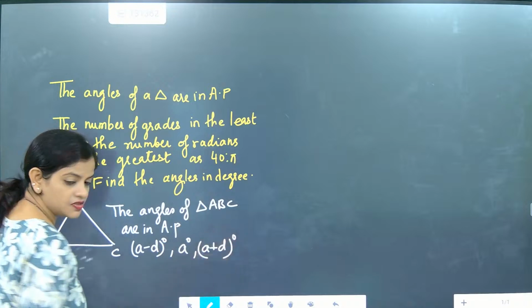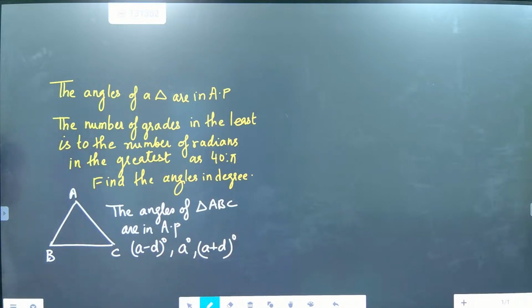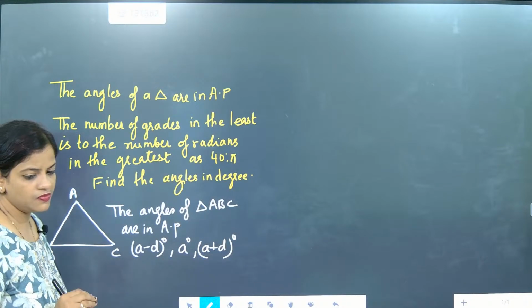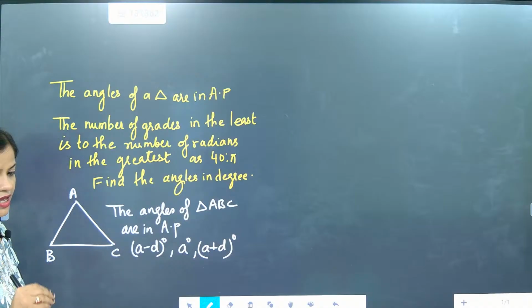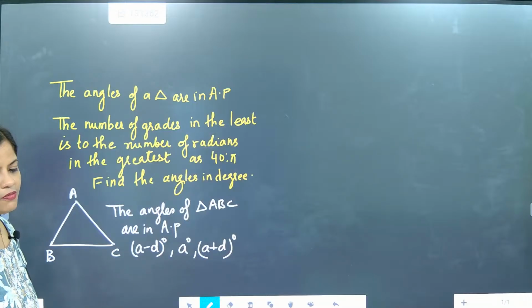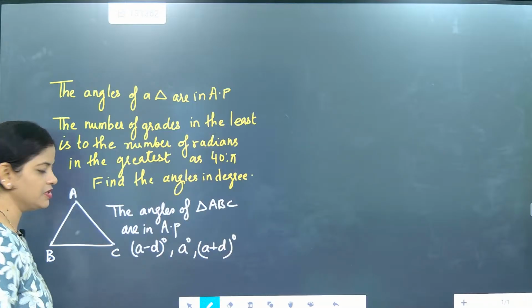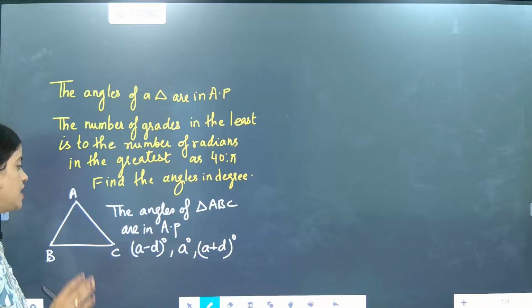Because in 10th class we have studied that if three numbers are in AP, they will be written as A minus D, A, A plus D. Four numbers will be written as A minus 3D, A minus D, A plus D and A plus 3D. For three numbers it is A minus D, A and A plus D.